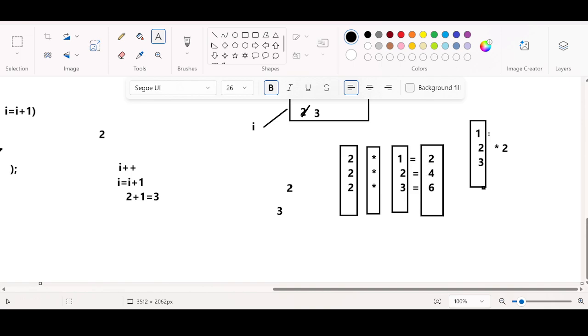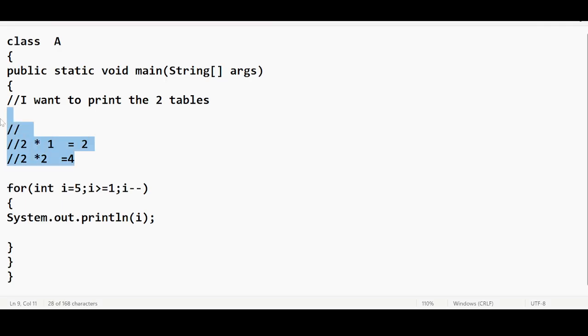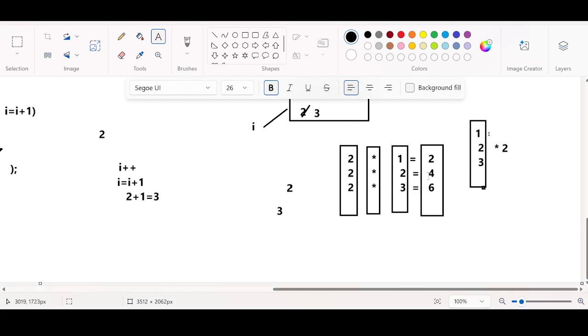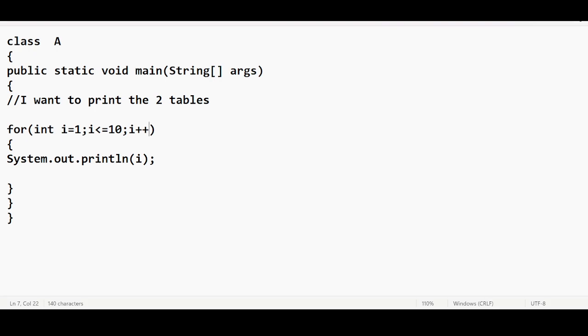Let us achieve this programmatically. I want to start the i from 1. i is less than or equal to 10. I am using i plus plus. Firstly, let me print only the last part. I want to print only the last part, 2, 4, 6. I want to print only the even numbers. How can I achieve this? I will be using i into 2.